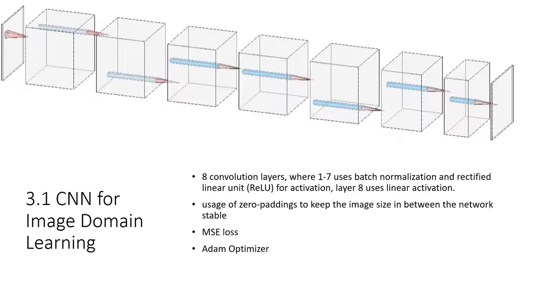In each layer, the input is zero padded to keep the same image size. For layers 1 to 7, rectified linear unit was used, followed by batch normalization. The last layer was using linear activation.